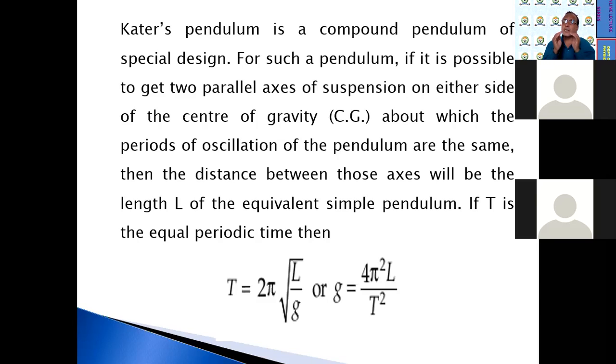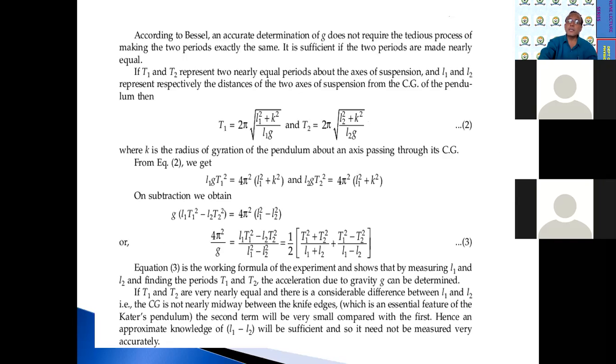So what do they say? If the time period is nearly the same, then measure the time period T1 about K1, measure the time period T2 about K2, then take the length of the first center of suspension from the center of gravity, that is L1, and the distance of the center of oscillation from the center of gravity, that is L2, and use this formula which Bessel has given to us, expression number 3 here. By using this formula we can determine practically the value of g, acceleration due to gravity, because the ultimate aim of the Kater's pendulum is to determine the value of g.